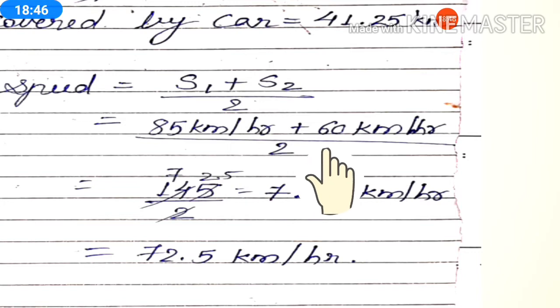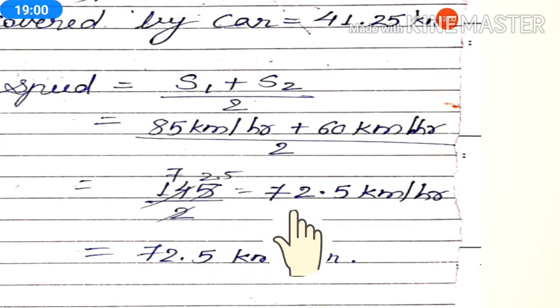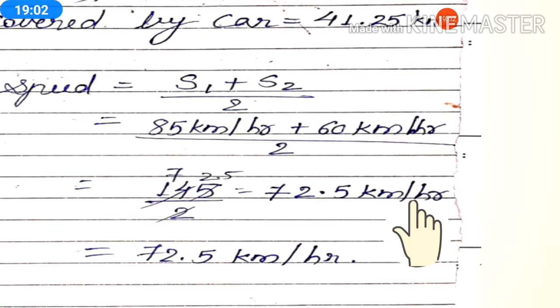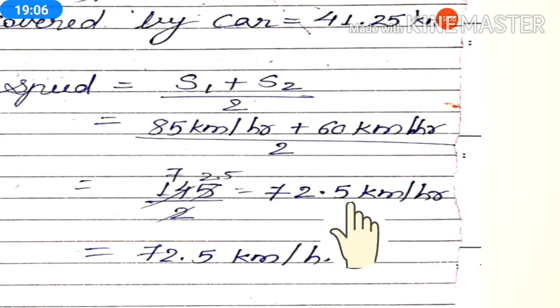So 85 plus 60 is 145, and divide by 2. So 2 sevens are 14, 2 twos are 4, and 0.5. So when you divide this value 145 by 2, you will get the answer 72.5. So it means the average speed of the car is 72.5 kilometer per hour.